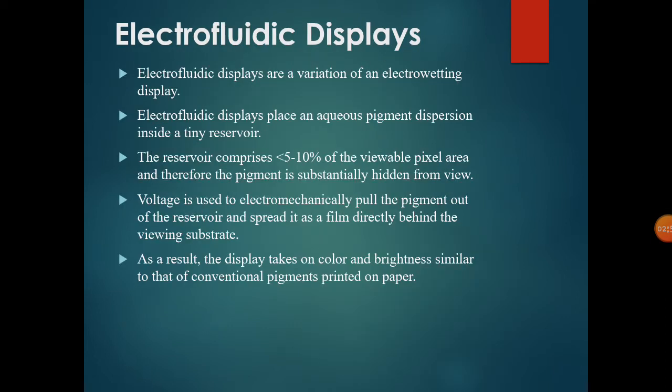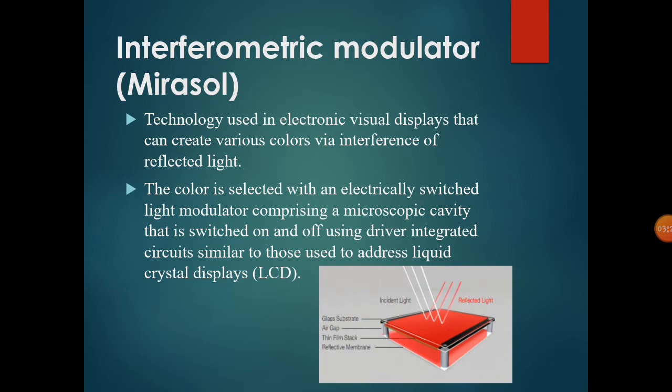Next, electrofluidic displays. Electrofluidic displays are a variation of electrowetting display. They place an aqueous pigment dispersion inside a tiny reservoir. The reservoir comprises less than 5 to 10% of the viewable pixel area, and therefore the pigment is substantially hidden from view. As a result, the display takes on color and brightness similar to that of conventional pigment printed on paper.